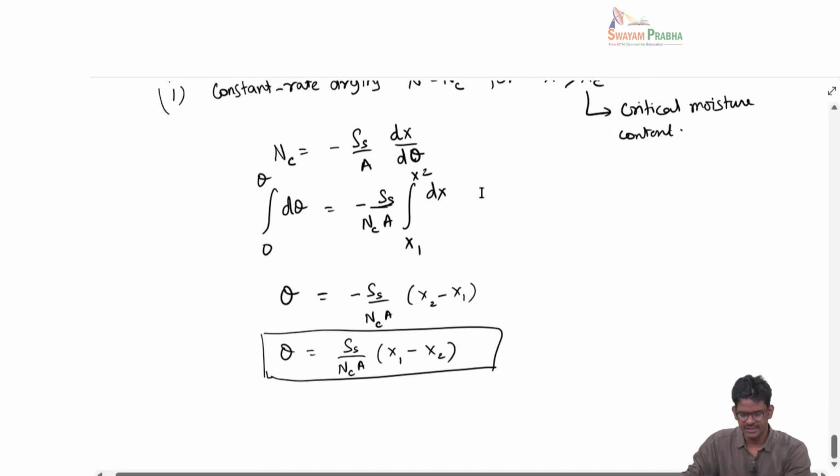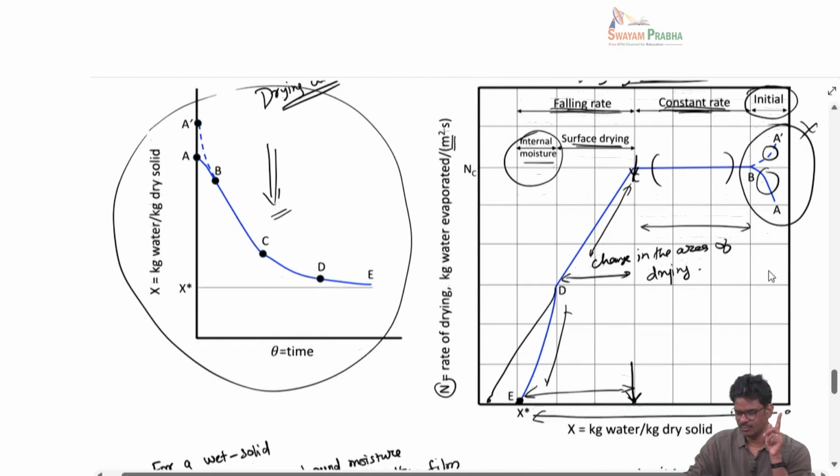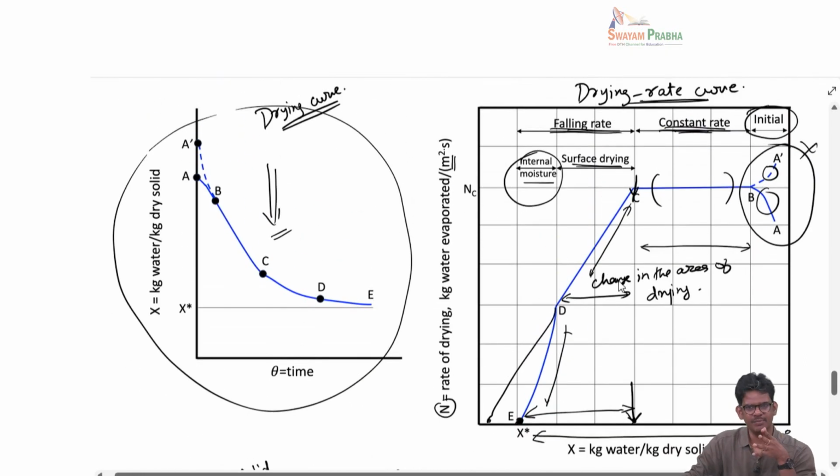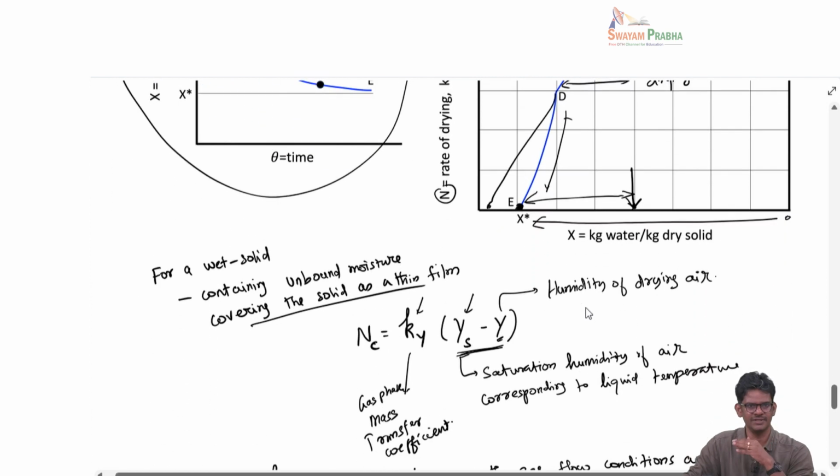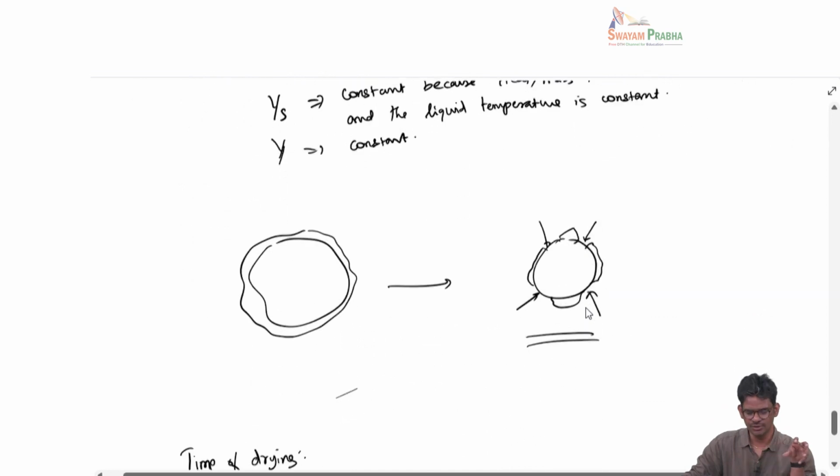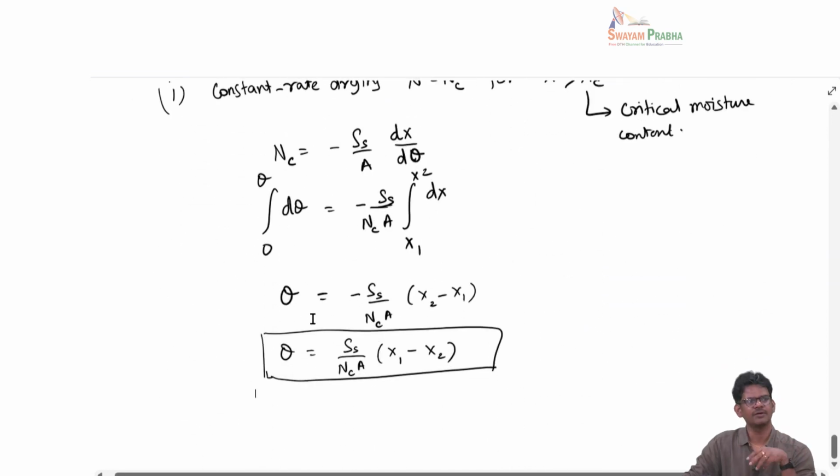A simple integration basically gives you the time required to dry a material from X1 to X2 under constant drying conditions. This constant drying rate NC will have to be obtained from experimental batch drying data. So once we do one experiment and produce this kind of drying rate curve, it can be used for different drying situations. Let's say you want to dry to different moisture contents, you can use this data. Okay, that's how we take laboratory data and use it for estimating time of drying for different moisture contents, as long as you remain in the constant drying rate.